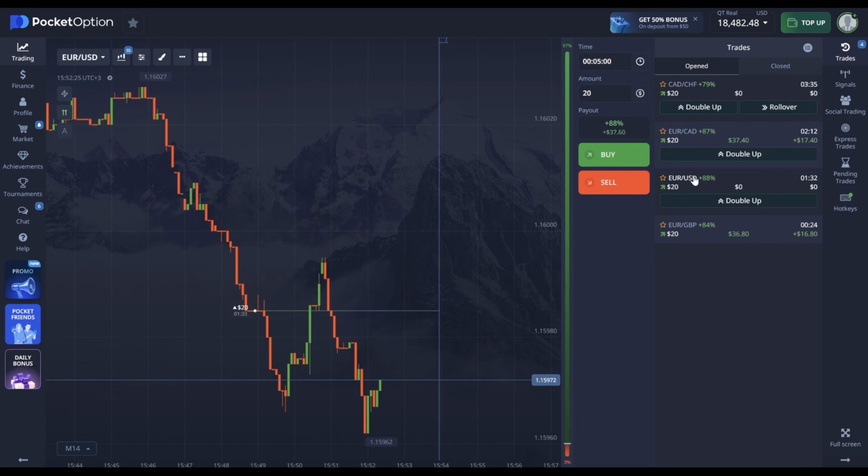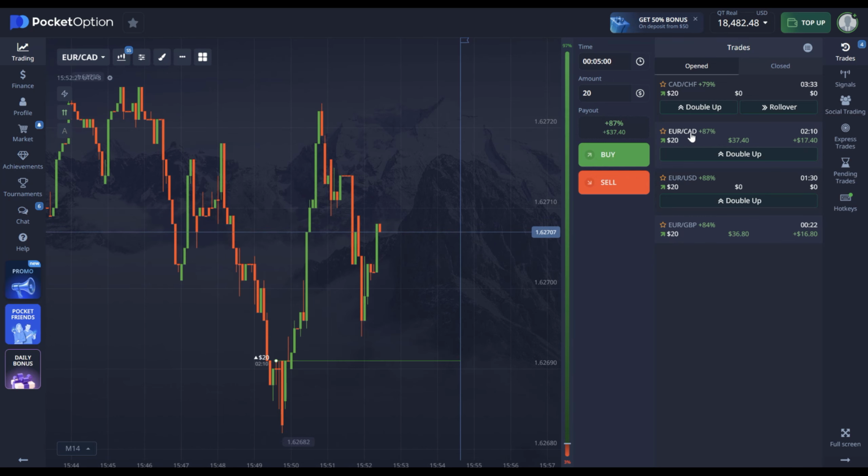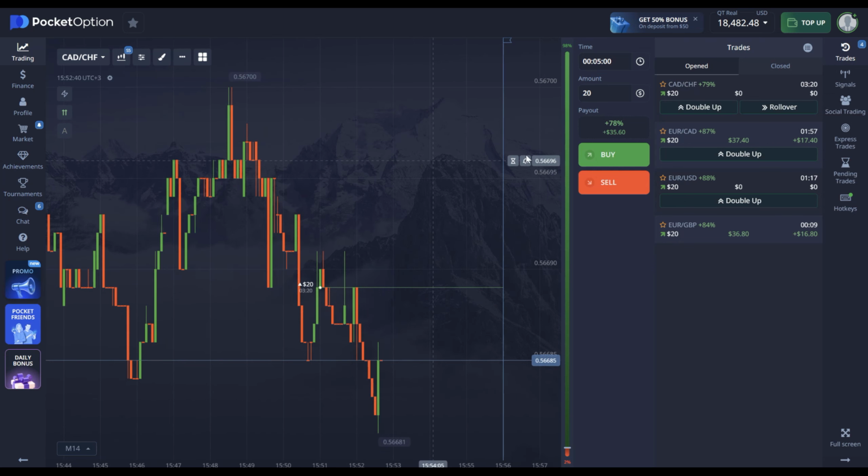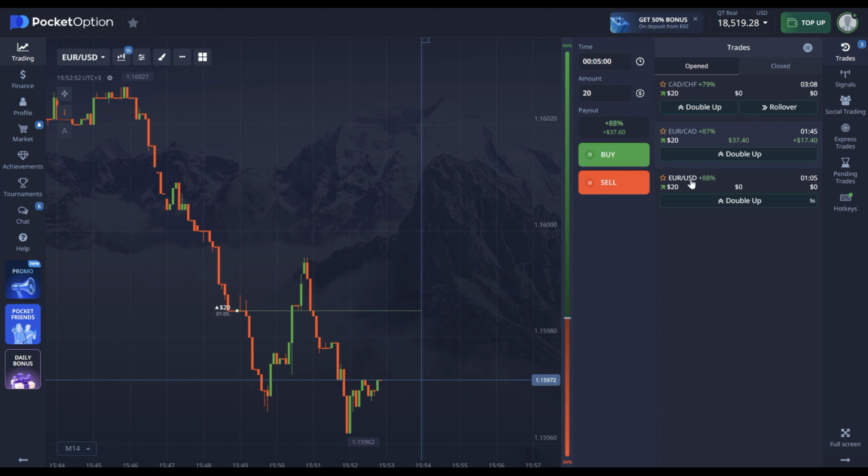But for some reason, the euro dollar doesn't want to move in the right direction. Euro Canadian is still more or less okay for now, but the Canadian franc keeps falling. There are still 3 minutes left here, so I'm not too worried yet. Of course, it's not the most pleasant situation, but unfortunately, trading without losing trades just doesn't happen. Something closed in profit. The next trade in a minute is euro dollar.